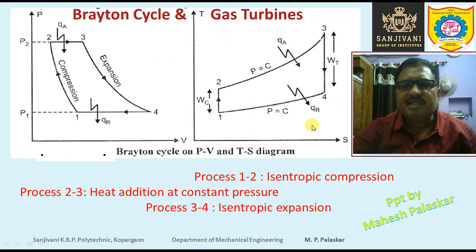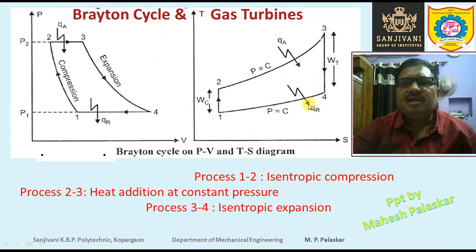Now the next process 3-4 is isentropic expansion. So this vertical line indicates that the expansion is isentropic. This line from the PV diagram indicates that the pressure is decreased and the volume is increased. So it is a process of expansion and it is a process of isentropic expansion.